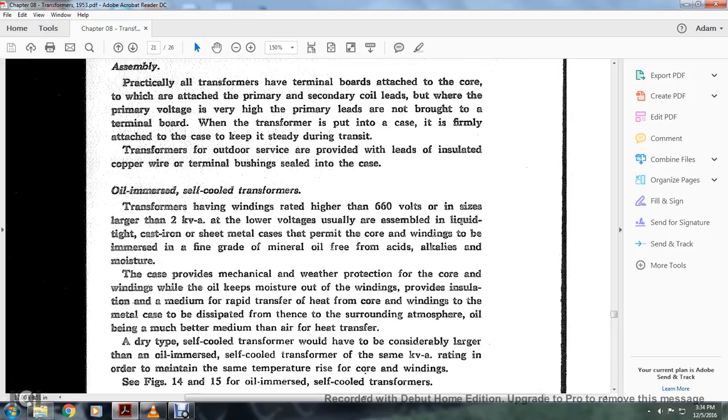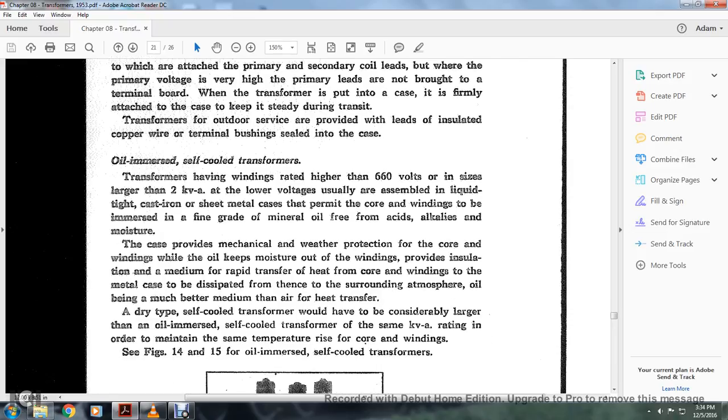Oil immersed sealed transformers. Transformers having windings rated higher than 660 volts and a size larger than 2 kilovolt amperes are usually assembled in a liquid-tight cast iron or sheet metal case, and the core and windings are immersed in fine grade mineral oil free of acid, alkalines, or moisture.